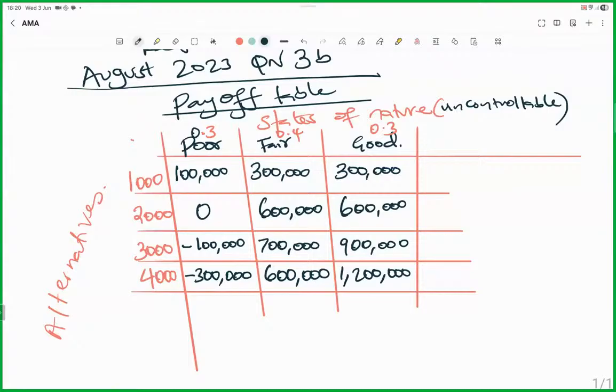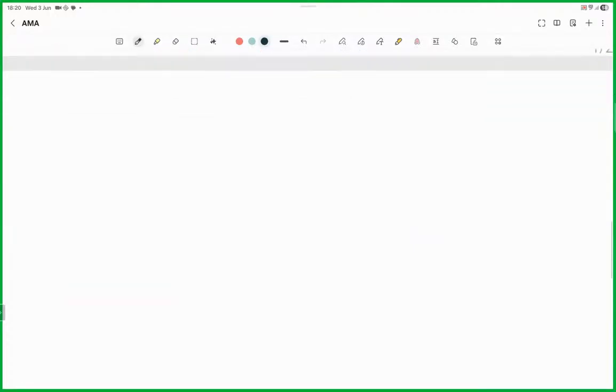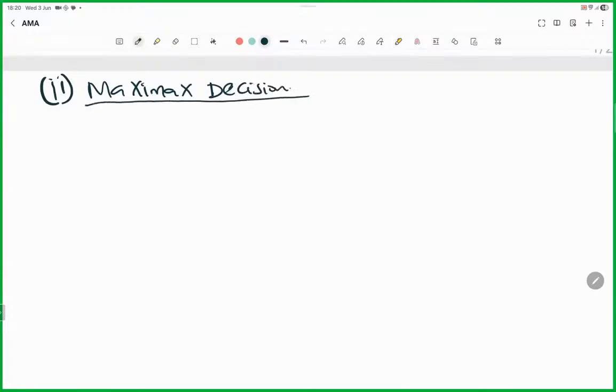So I want to skip number 1 and answer number 2 first. So we start with number 2, where they want us to give them the maximax decision.